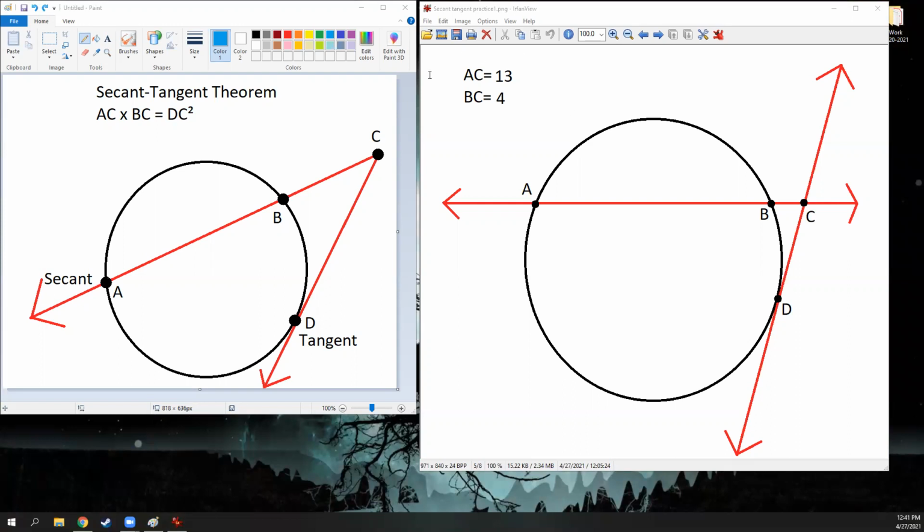All right, so let's look at how to do this. It's not hard. It's not difficult at all, other than them trying to trick you. Once the tricks are out of the way, you literally just plug it in. AC times BC equals DC squared. Well, we don't know DC. They didn't tell us DC, but they gave us AC and they gave us BC. So we know 13 times BC, which is 4, will equal DC squared.